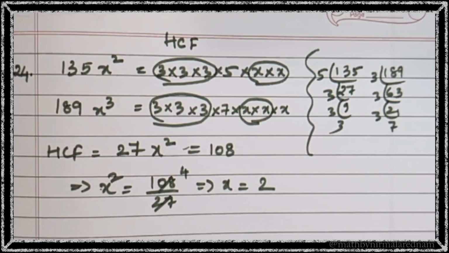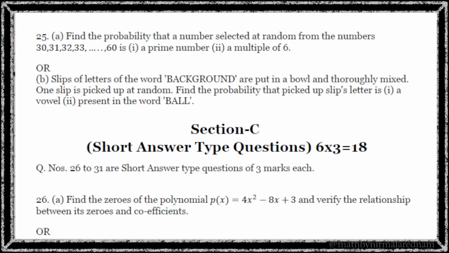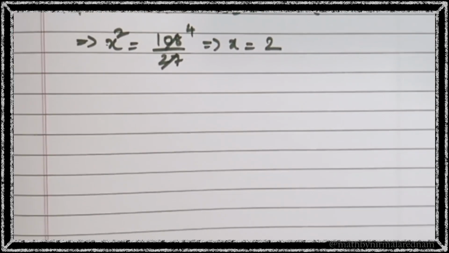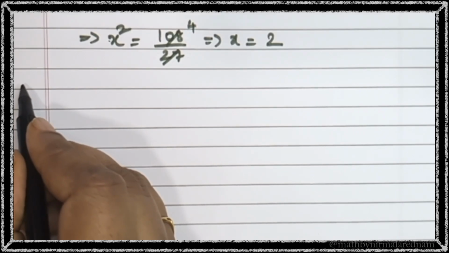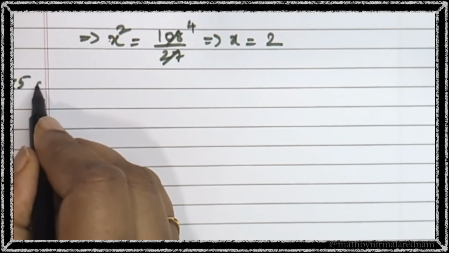So the next question, 25th question, is on probability. Find the probability that a number selected at random from the numbers 30, 31, so on up to 60 is a prime number, is the first part, and the second part, the probability that the number is a multiple of 6. So in probability, what do we do? We have to write down the favorable events, and then we are going to count the favorable events and the total number of events and find the ratio, right?